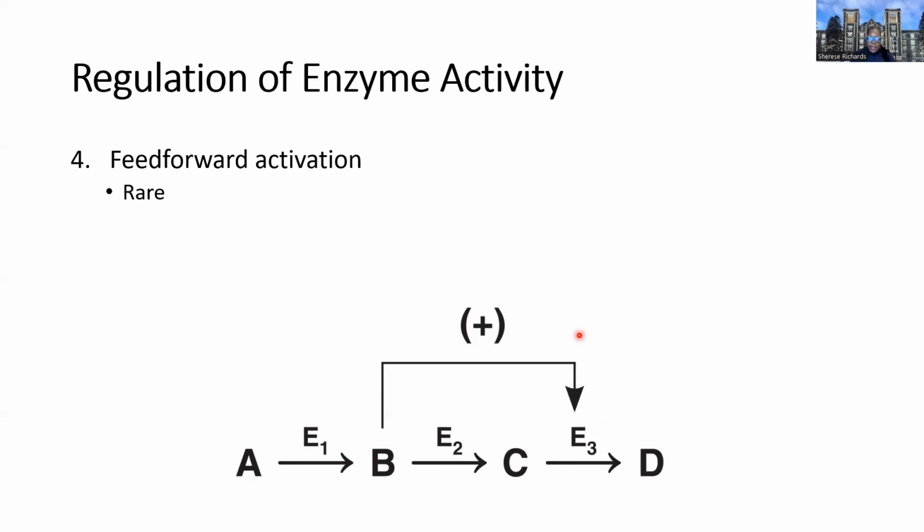Again, increasing the rate, decreasing the rate, or as we saw with allosteric and covalent regulation, we can turn enzymes on and off depending on what is bound to those enzymes.